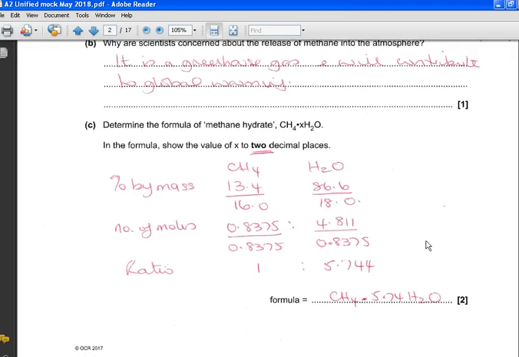Okay, the formula of methane hydrate we're given here, with an X for the water of crystallization. You're asked to give the formula to 2 decimal places, and a lot of you lost a mark here because you didn't give the answer to 2 decimal places. You rounded it up, which you normally would, I agree, but be careful, read through the question, and make sure you are actually doing what you need to do.